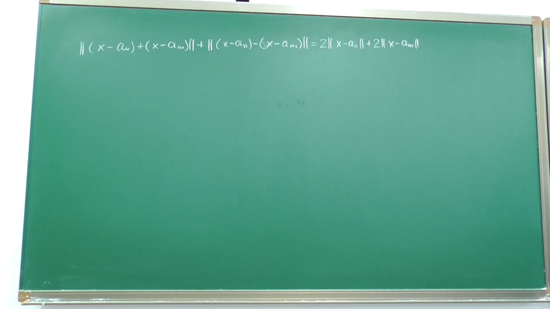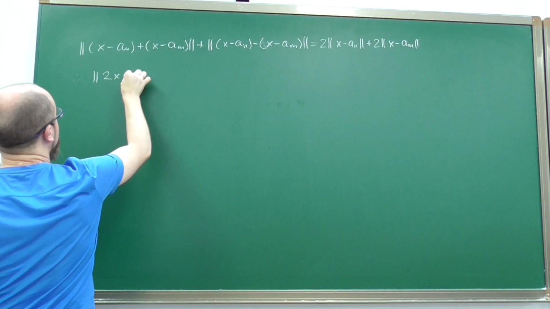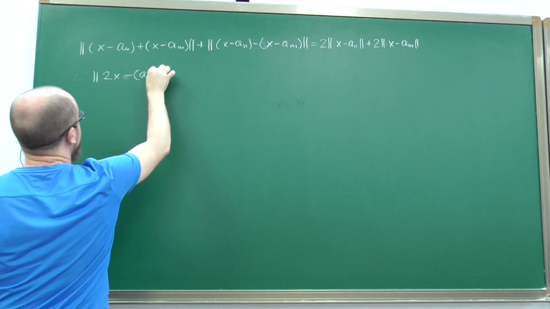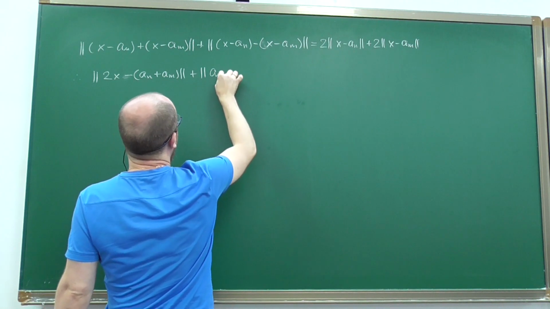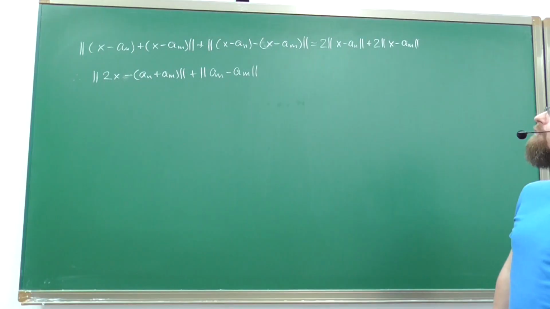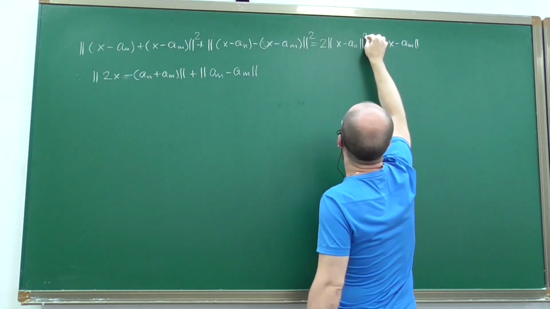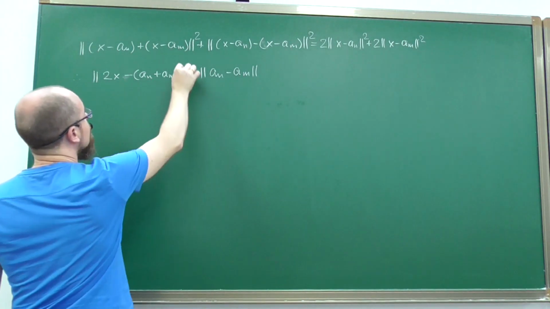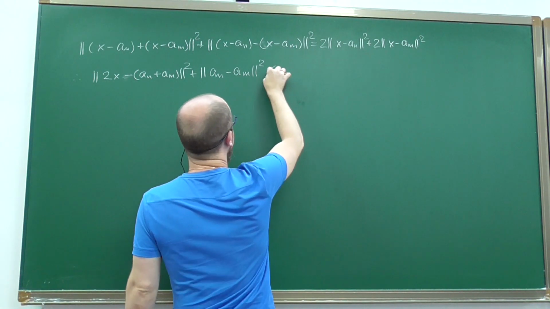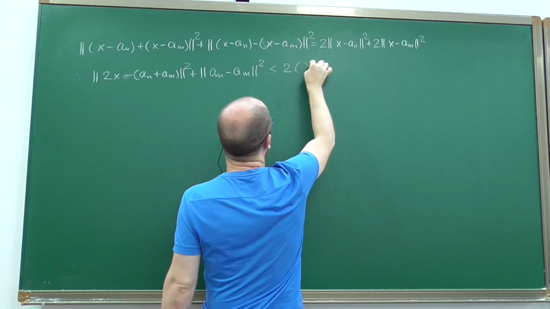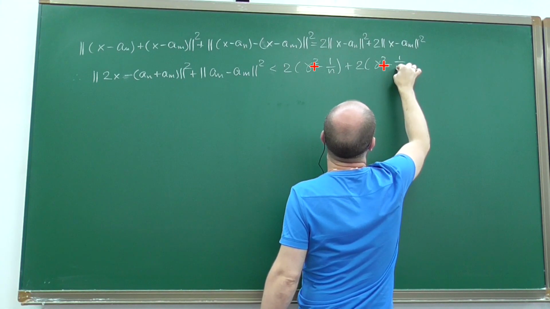Okay, let's now simplify it a little bit. So what we have here is 2x minus a_n plus a_m, plus the norm of a_n minus a_m. I wrote the parallelogram law in almost the correct way. I forgot squares everywhere. There should be squares here, and here, and here, and there. And then I will use that estimate to get that it is strictly less than 2 gamma squared plus 1 over n plus 2 gamma squared plus 1 over m.